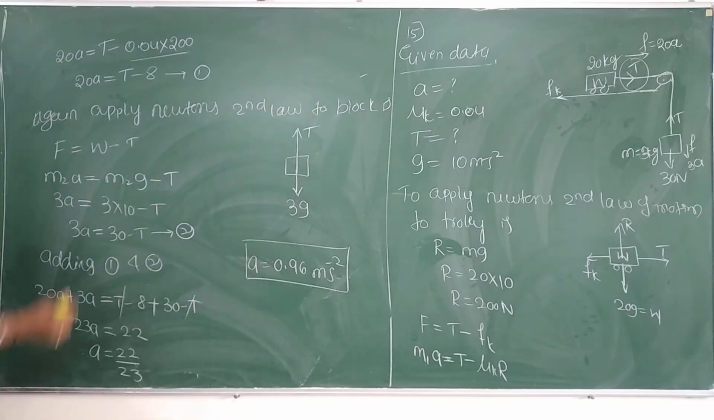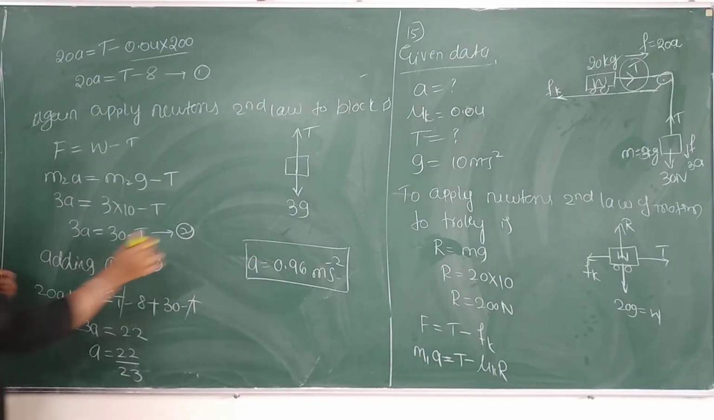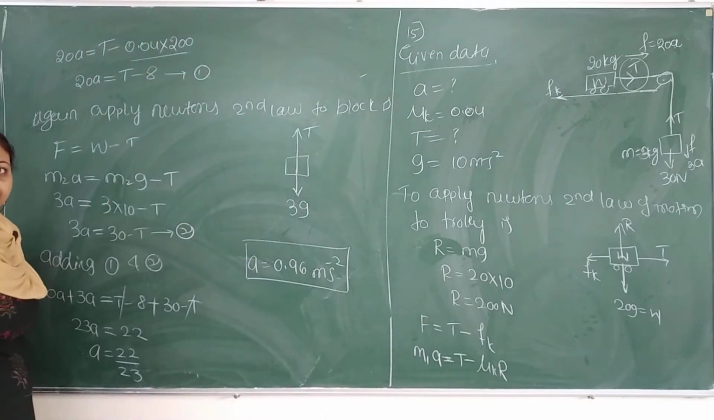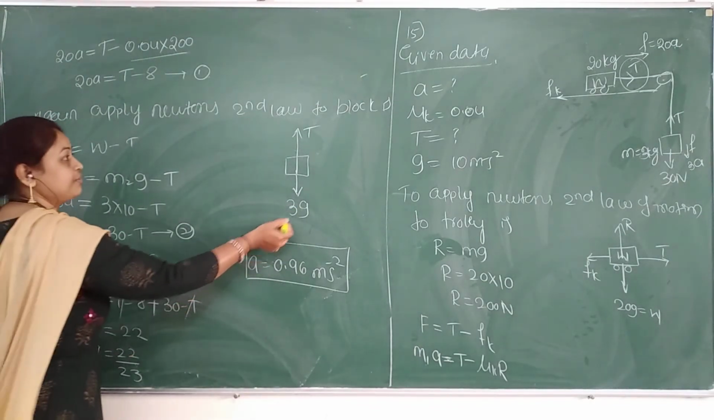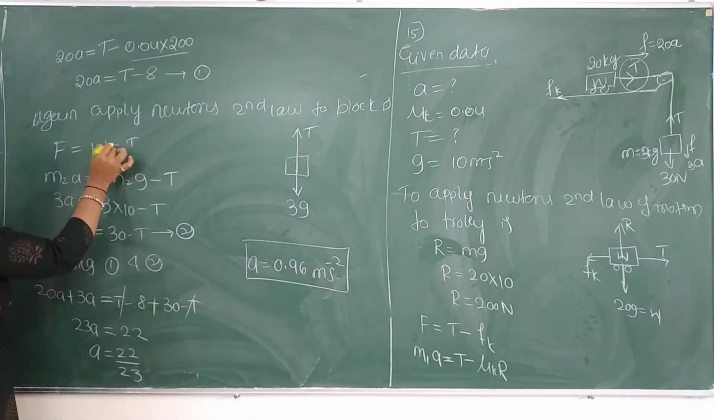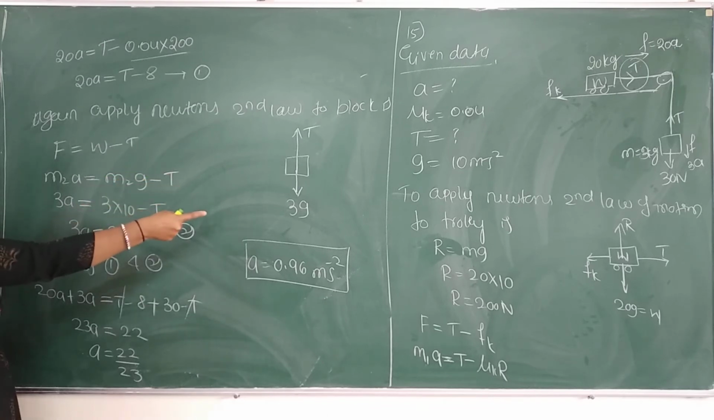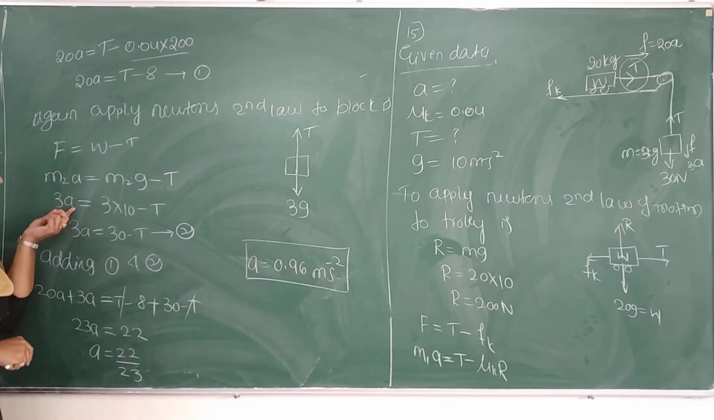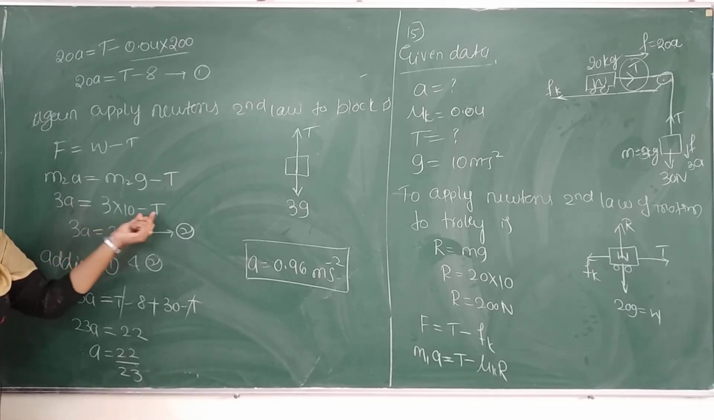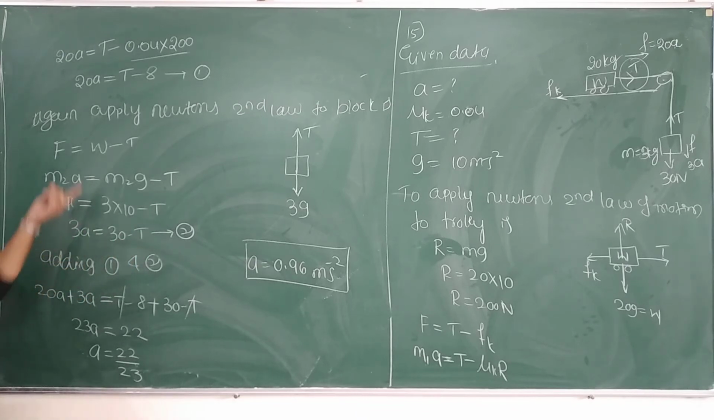Now apply Newton's second law of physics to the resultant force you have to calculate. So in these two, which one is greater? Weight. 3 into 10, that is 30 Newton, is greater than tension, that's why weight minus T. So weight can be written as the mass of the block, that is m2 into g, minus T. Here m2 is the mass of the block. Substitute the values, you will get 3a is equal to 3 into 10 minus T. On calculation you will get equation number 2. Now add equation 1 and 2.